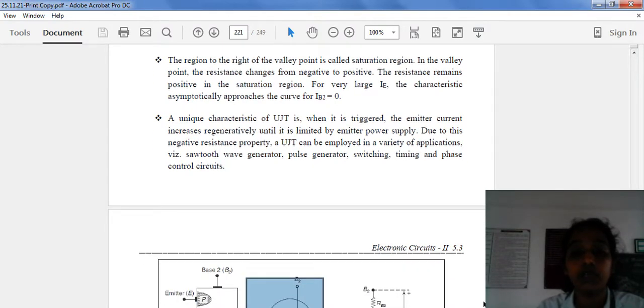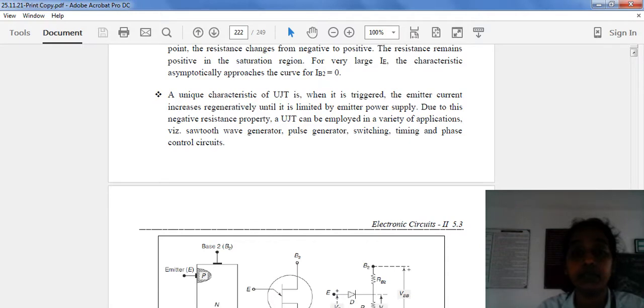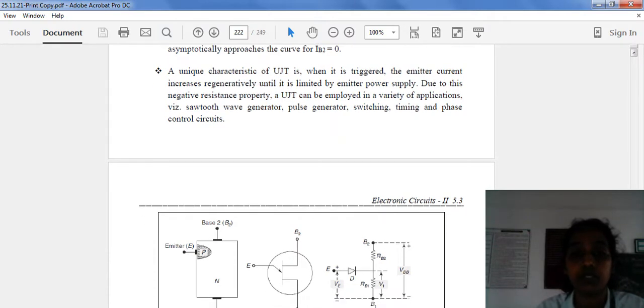The unique characteristic of UJT is that when it is triggered, the emitter current increases until it is limited by the emitter power supply. Due to this negative resistance property, UJT can be employed in a variety of applications such as generation of a sawtooth waveform. It can also be used in pulse generators, switching, timing and phase control circuits.